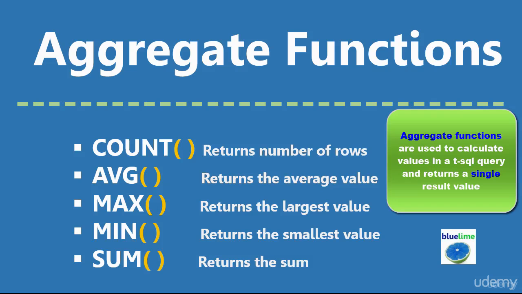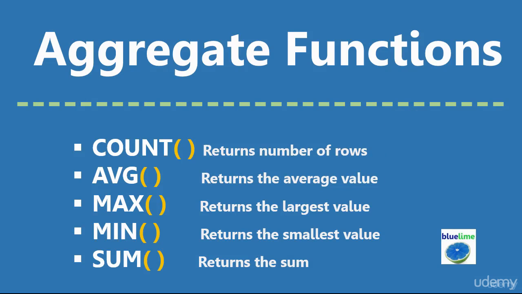SQL Server has several built-in aggregate functions, but in this section, we'll be looking at a few of them. The ones we'll be looking at are the COUNT function, which is used to return the number of rows. We'll be looking at AVG, which returns the average of the values. MAX returns the largest value. MIN returns the smallest value, while SUM returns the sum.